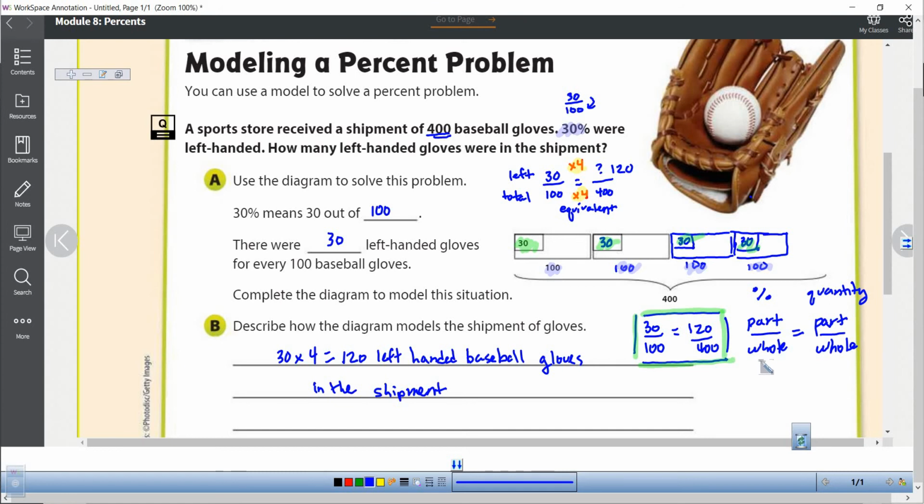For percent, the whole will always be 100 because percent is always out of 100. For quantity, those will change on a regular basis. In this case, our percent was 30 over 100. So our part on our percent was 30, and our whole was 100 because for the percent, the whole will always be 100. Our entire quantity, our whole quantity, was 400. And so our equivalency factor was 4.